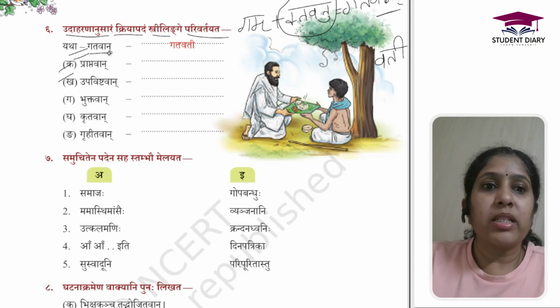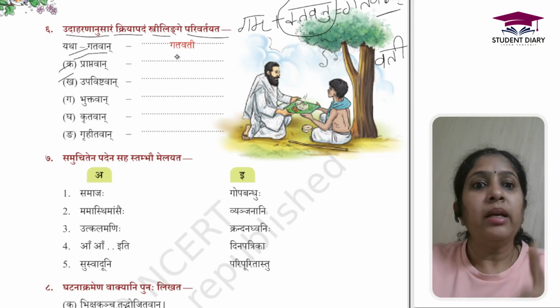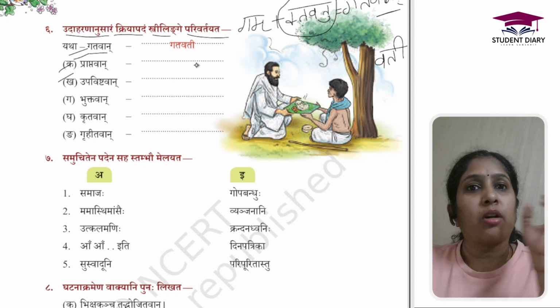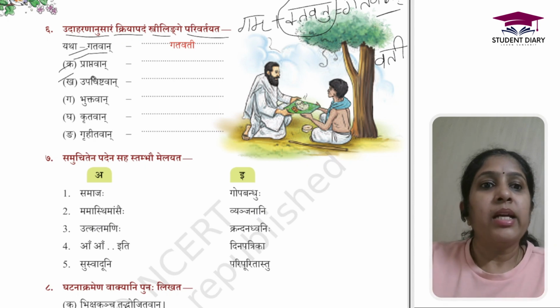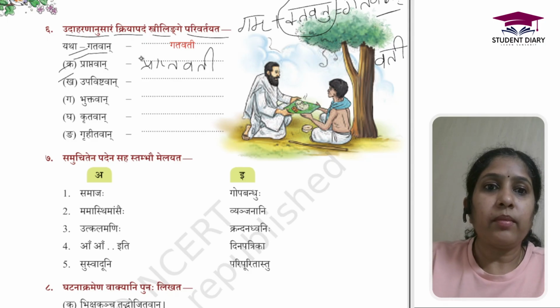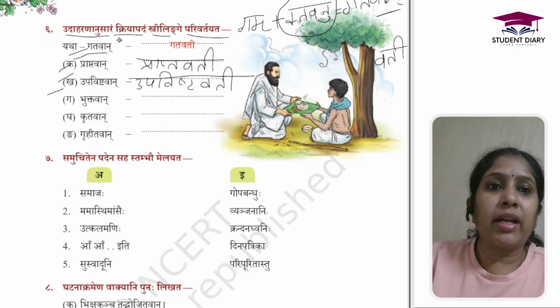Like this first one, if it is gatvan, that means you're talking about a man, and if you're saying gatvati, that means you're talking about a female. Fine. Same way, praptvan will become praptvati. Fine. Upavishtvan will become upavishtvati. Okay, so the meaning of gatvan is going, like went. Praptvan means got or received. Upavishtvan means sat. Then bhuktvan means ate, so it will become bhuktvati.